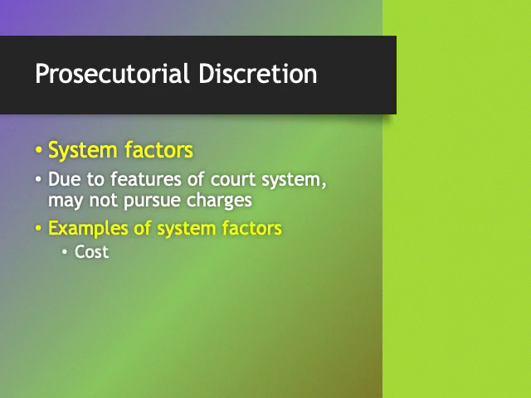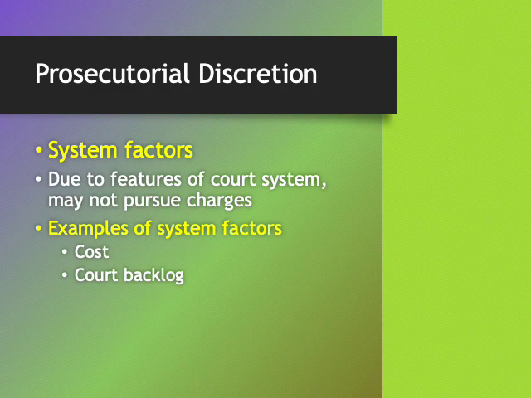Some examples of system factors are just the cost, okay? It costs a lot of money to go to trial, okay? And that's in part why there is a lot of pressure to pursue plea agreements, because it's expensive for prosecutors, it's expensive for the state, it's also expensive for the defense team as well. And so, sometimes prosecutors just say, look, how long is this case going to take? How much is that going to cost? And is that a worthy expenditure of state resources?